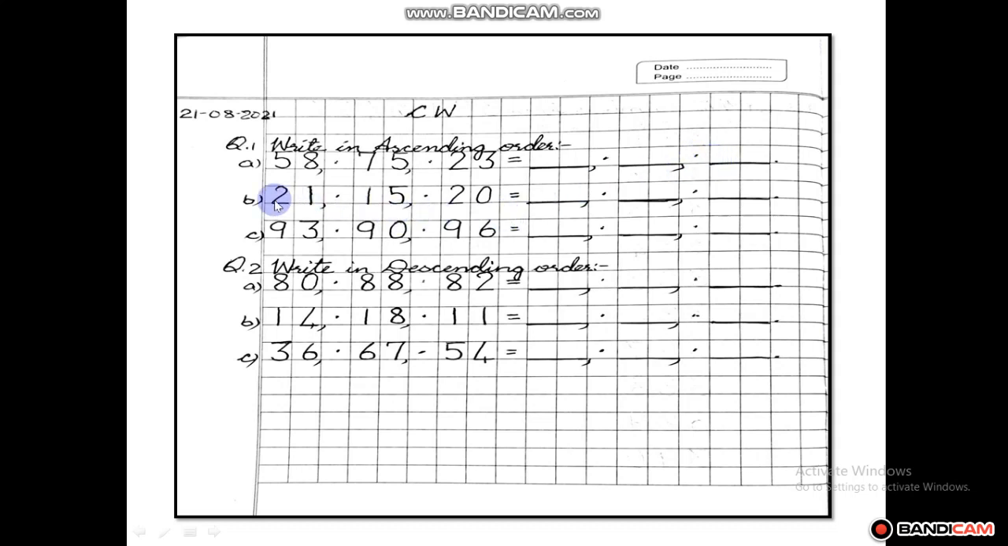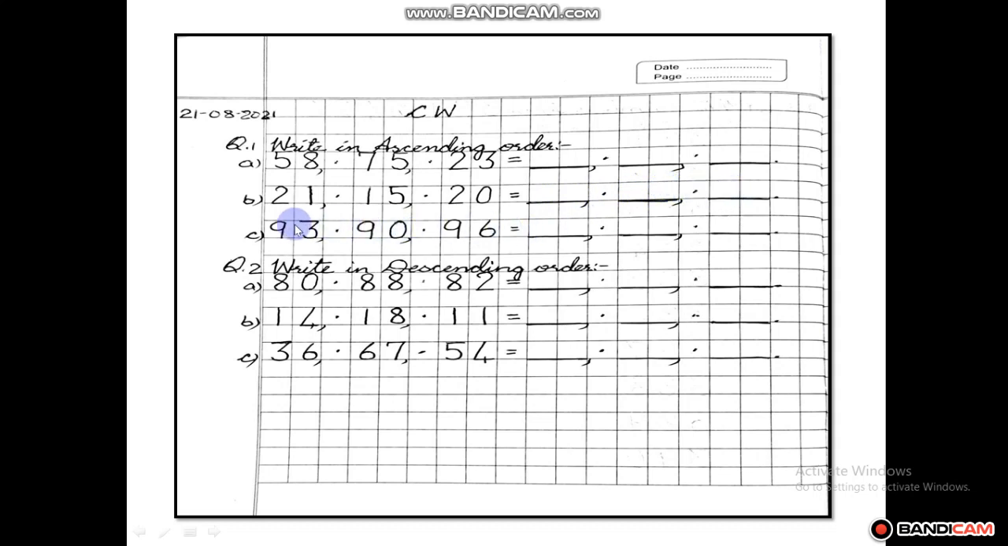Clear, children? Come to the next B part. 21, 15, 20. Again, smallest to greatest. So which is the smallest number? 15 is the smallest number. So 15 will come here. Then among 21 and 20, which is the smallest? Yes, 20 is the smallest. So next number will be 20. And last is 21. So your numbers will be 15, 20 and 21.